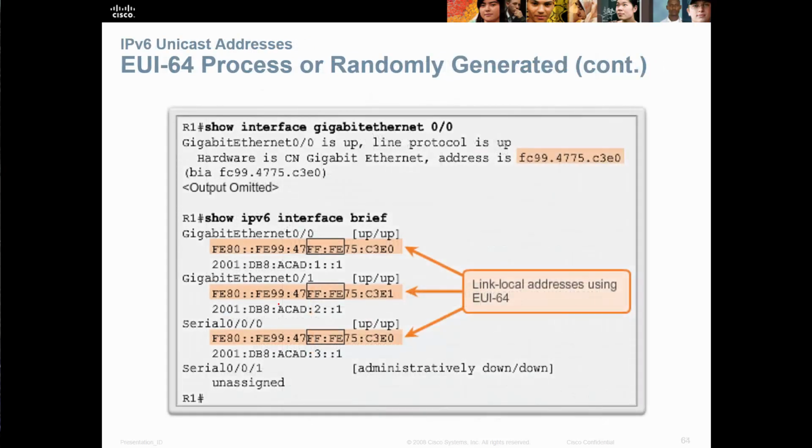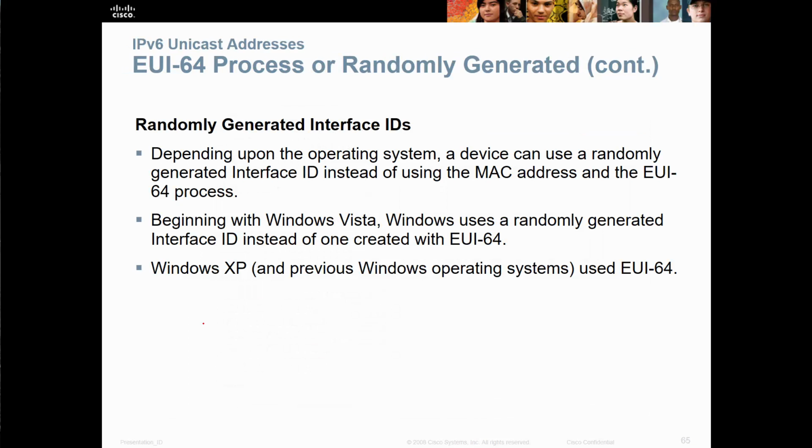Examples. Again, you're going to notice the FFFE between the MAC address halves. Notice here our MAC address is FC994775C3E0. There's the last 24 bits. And that means these 24 bits should be right here. Again, we're flipping the 7th bit, which should fall in that category, changing that C to an E. This is part of our randomly generated interface IDs. This will also be based off of the operating system, but it's mainly based off of our MAC address.